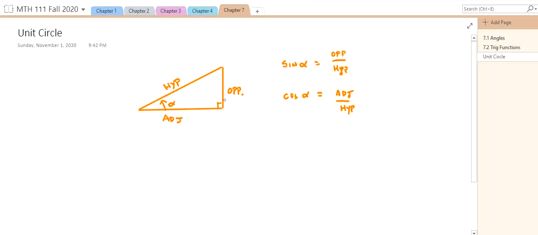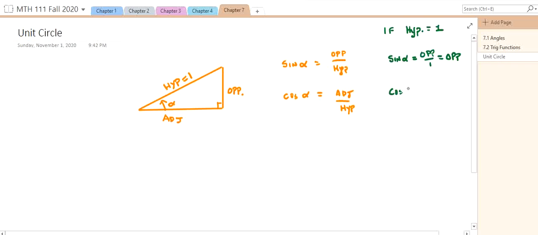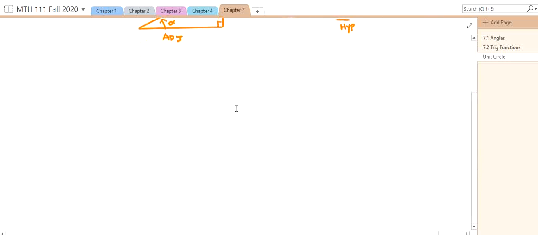Well, suppose we make the hypotenuse always equal to 1, a length of 1. Then the sine of alpha is just going to equal the opposite over 1, which equals just the length of the opposite, and the cosine of alpha equals just the adjacent, or the adjacent over 1. So we can use this idea and go back to a topic we talked about before, the unit circle.